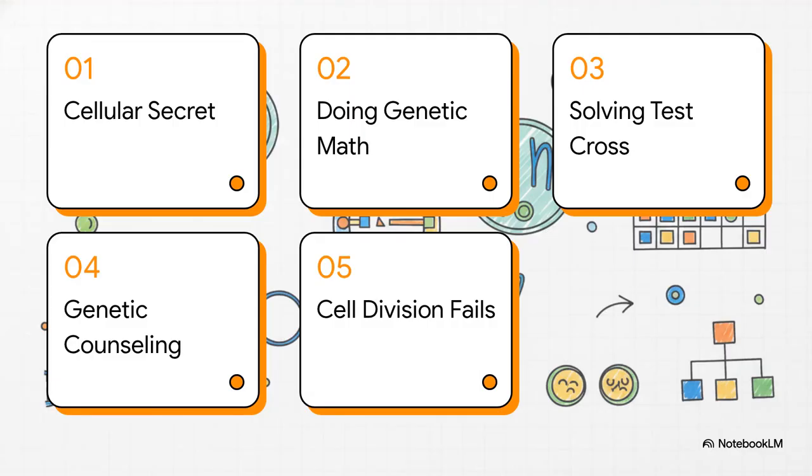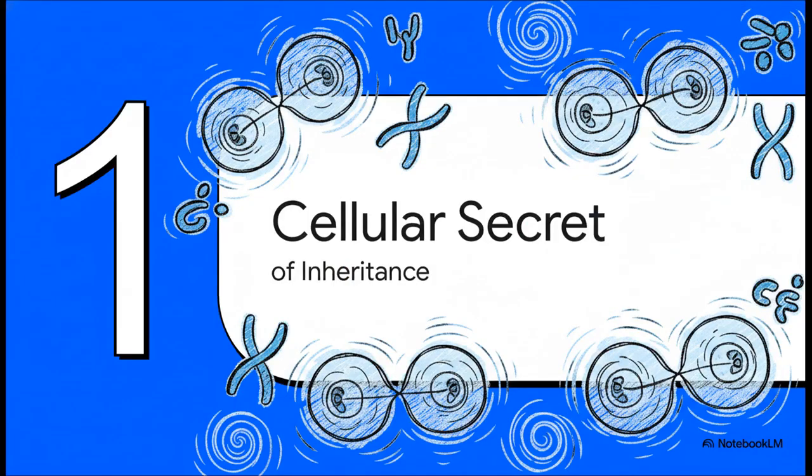Here is our roadmap. We'll start with the cellular secret of inheritance, move right into doing the genetic math, learn how to solve a test cross, explore real-world genetic counseling, and finally, we'll look at what happens when cell division actually fails. Section 1, the cellular secret of inheritance.